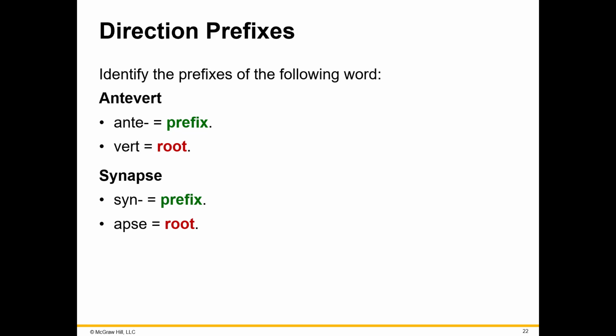Now we have anteVert, which means to tilt forward. Ante is the prefix meaning before or forward. Vert is the word root meaning turned. Then we have synapse. It's a junction between two nerve cells. So syn, S-Y-N, is the prefix meaning coming together. It's not separate, but coming together. And then we have apse, which is the word root meaning neurons.